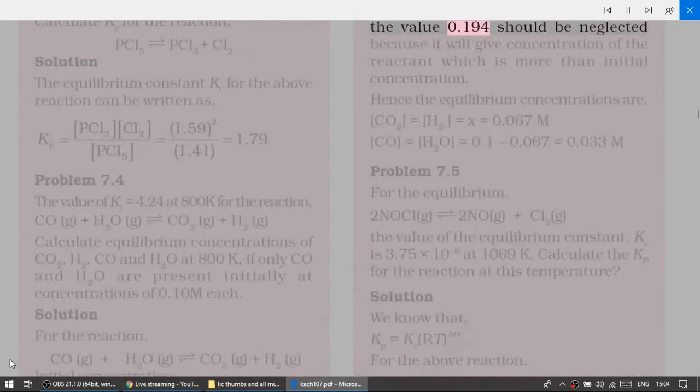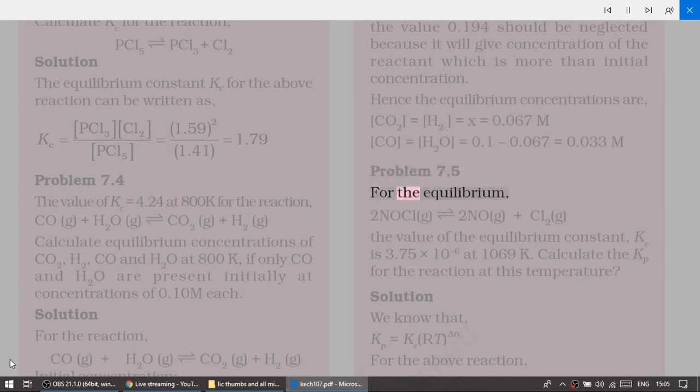The value 0.194 should be neglected because it will give a concentration of the reactant which is more than the initial concentration. Hence the equilibrium concentrations are [CO2] = [H2] = x = 0.067 M, [CO] = [H2O] = 0.10 − 0.067 = 0.033 M.